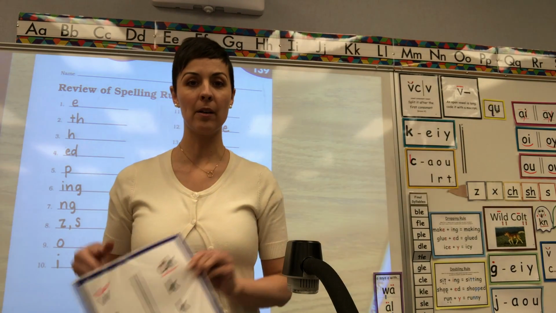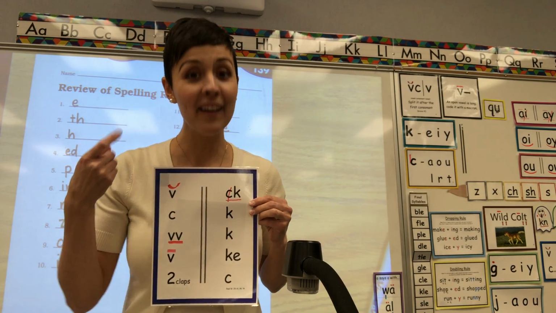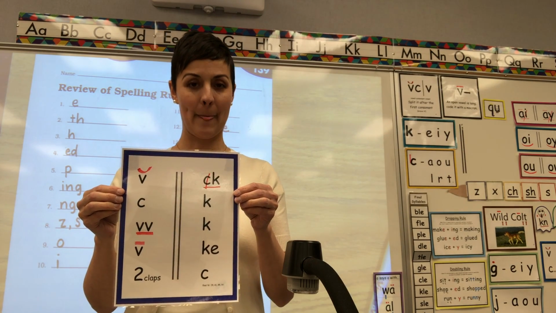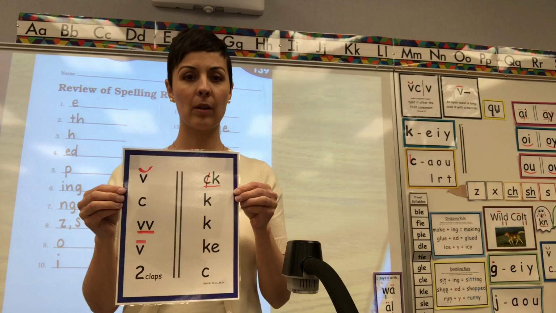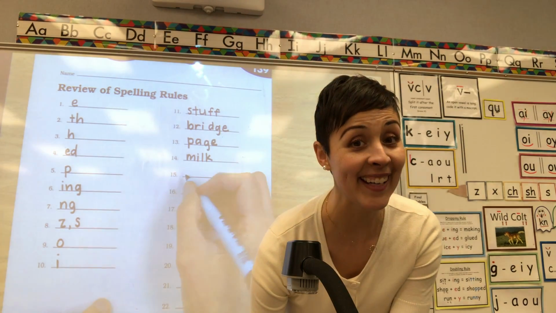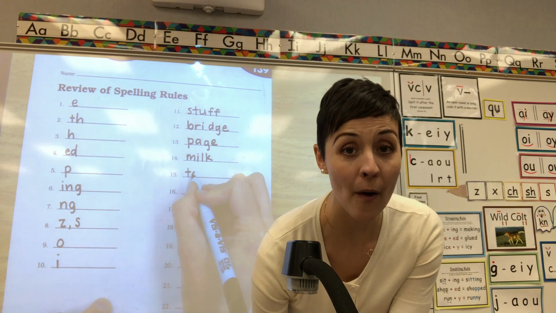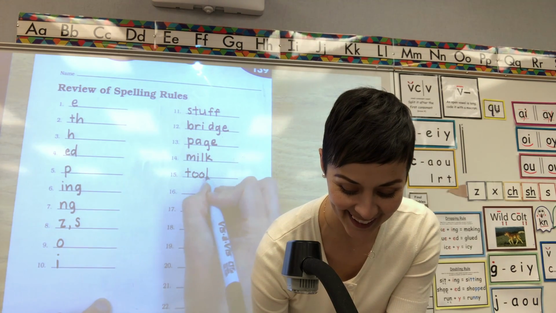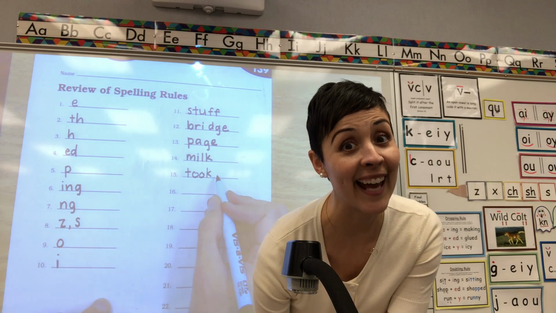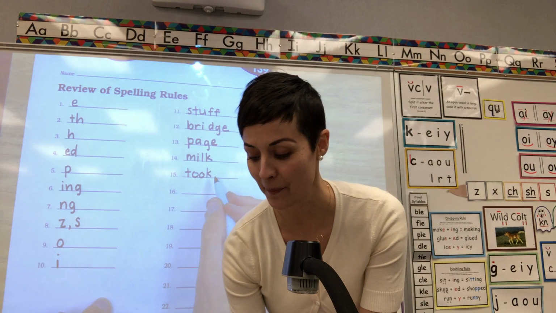Number 15. Spell for me the word took. What word? Took. Okay. Will you spell took starting T? Ready? T-O-O-K. You got it. This was after 2 vowels. Use a K. Next one.